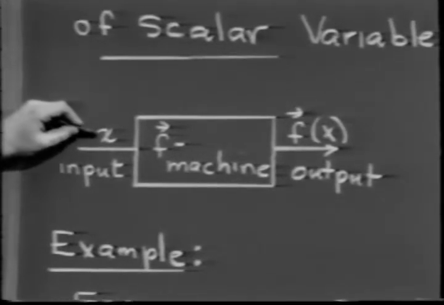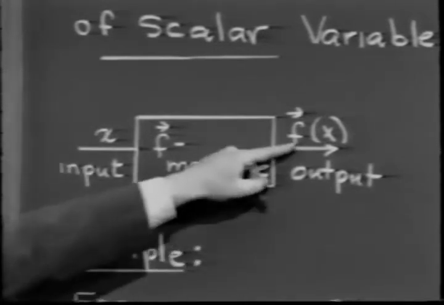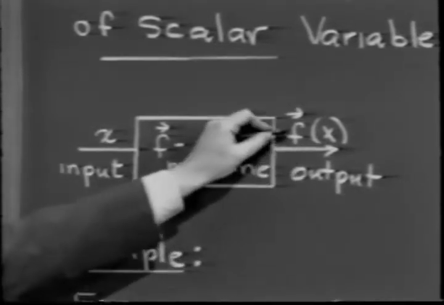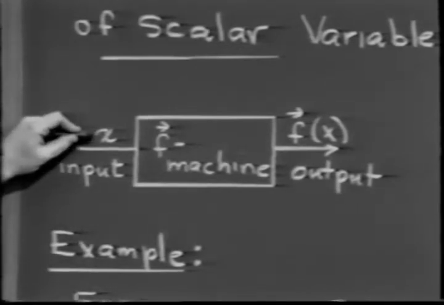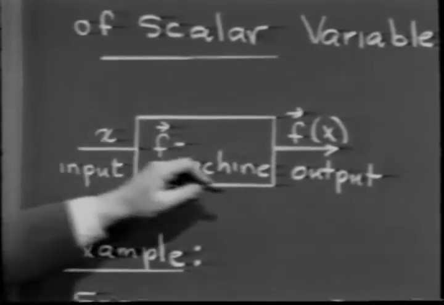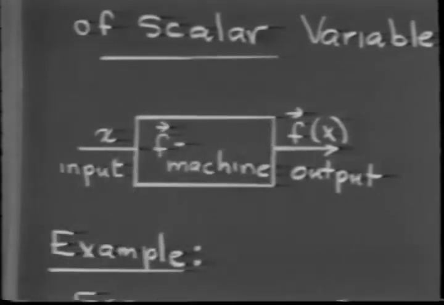Well, imagine that x is a scalar. In other words, the input is a scalar. Then the 2 possibilities are what? That the output is either a scalar or a vector. On the other hand, the input could have been a vector, in which case there would have been 2 additional possibilities. Namely, the output would be either a scalar or a vector.